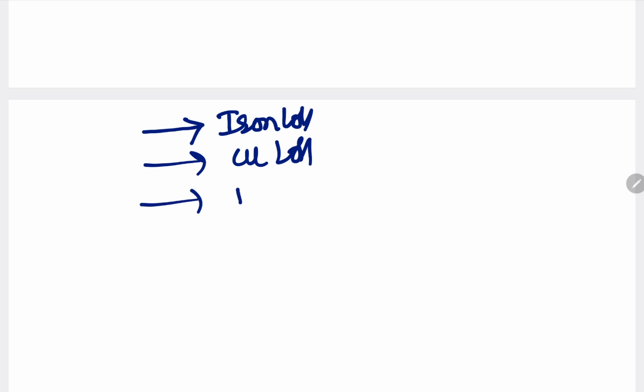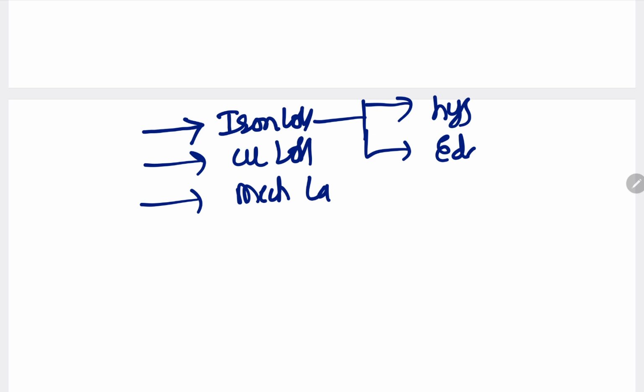Just briefly, I'll discuss what the losses in the generator are. There are three types of losses in the generator. I'll discuss more about the losses in the motor. First one is iron losses, second one is copper losses, and third one is mechanical losses. Under iron losses, we have hysteresis losses and eddy current losses.